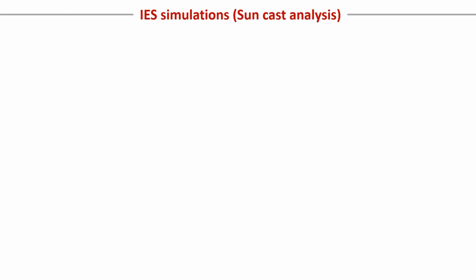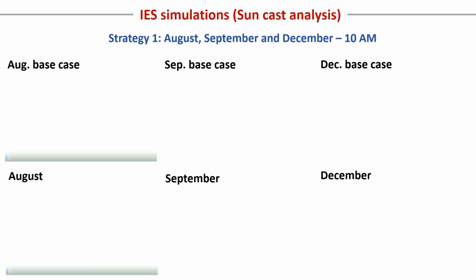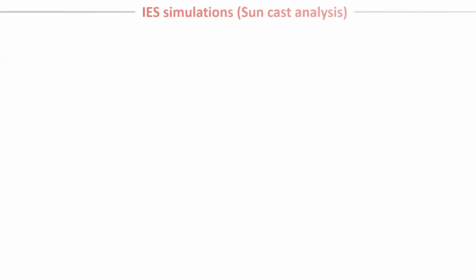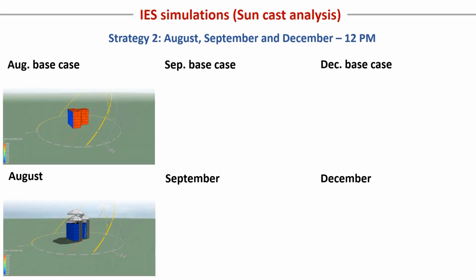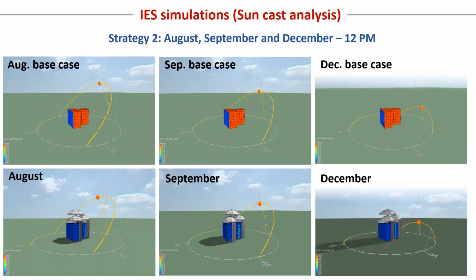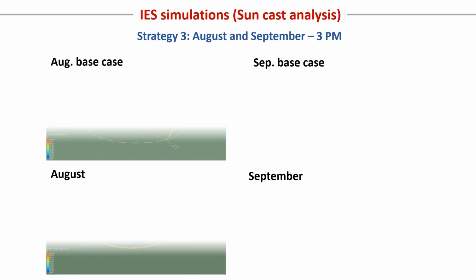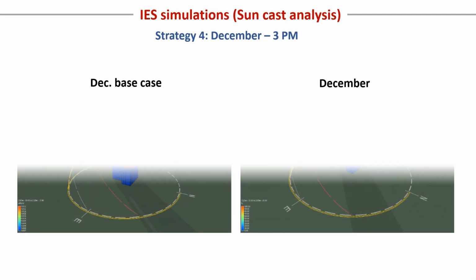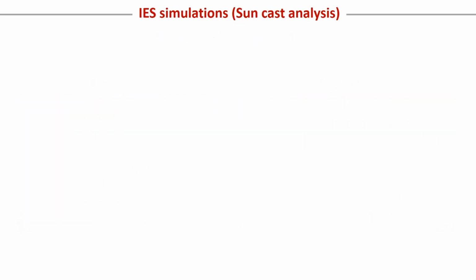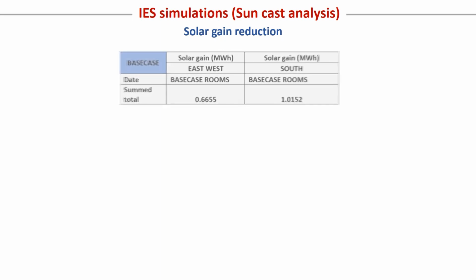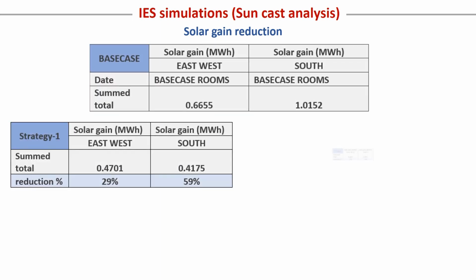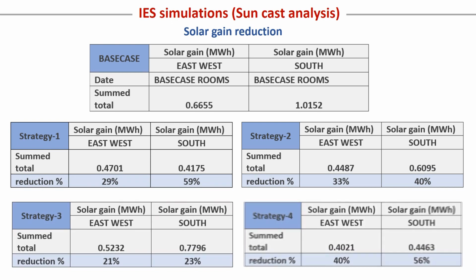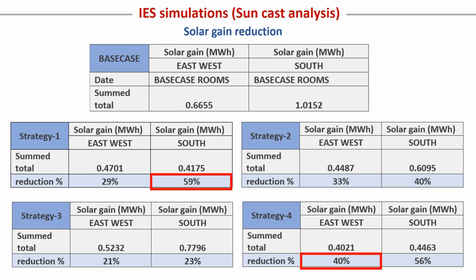The analysis of the sun exposure was applied to the four movement strategies with all the scenarios. You can see the differences between the base case and the model for each strategy and scenario. In solar gain reduction, we can see the percentage of reduction for each strategy compared to the base case. As you can see, the highest reduction for the south room is strategy 1, and for the east-west room is strategy 4.